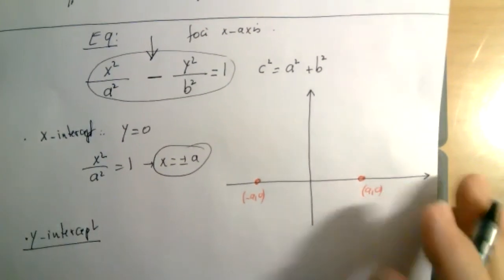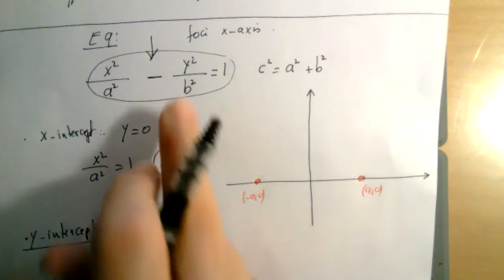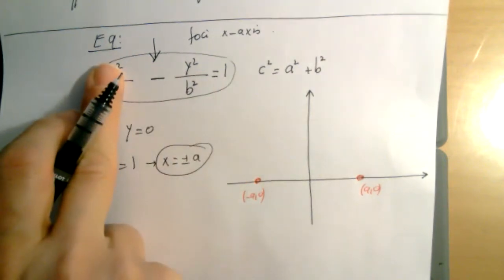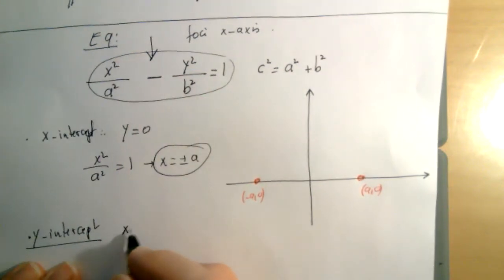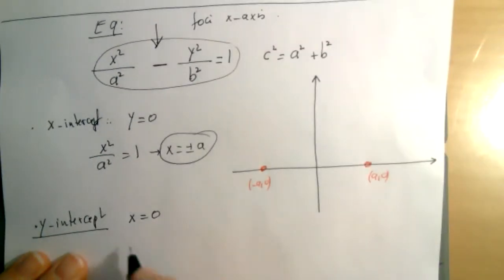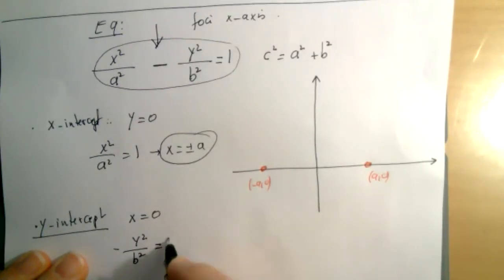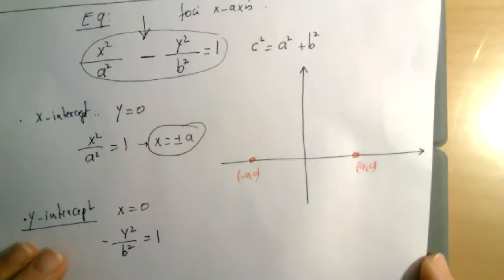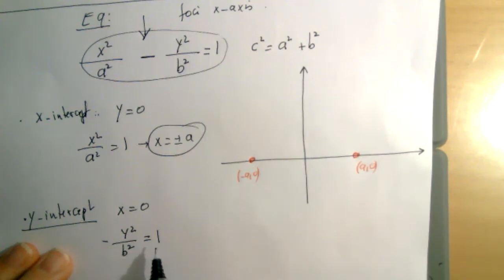Okay, what's the y-intercept? The y-intercept means x is 0. But what happens if x is 0? I will have this equal to 1. Comment. I want quick comments. Can this occur?